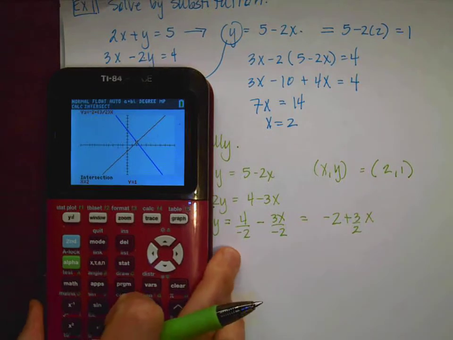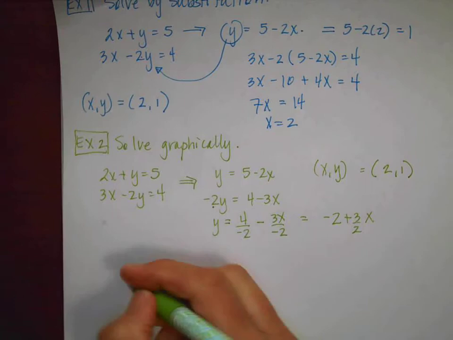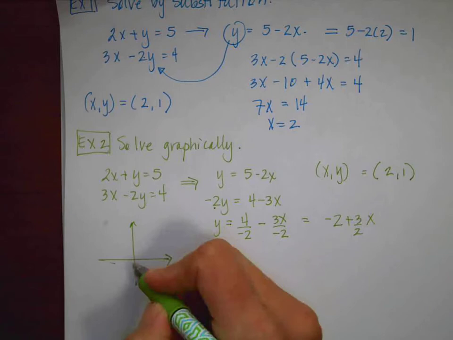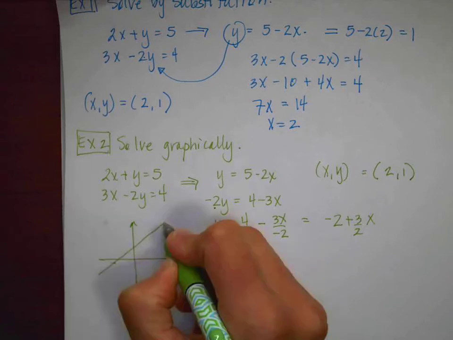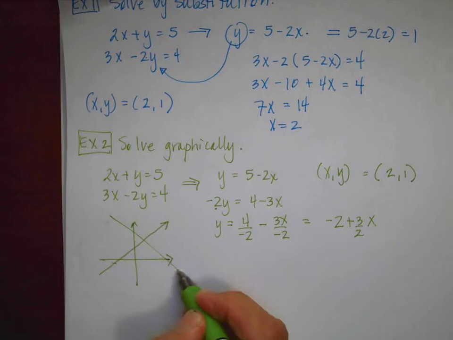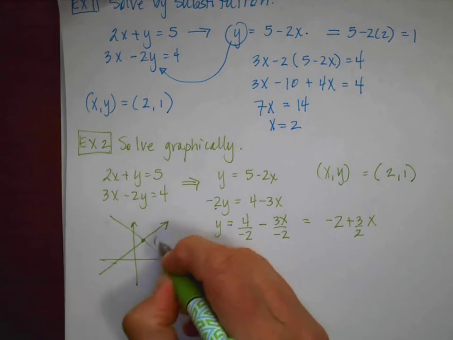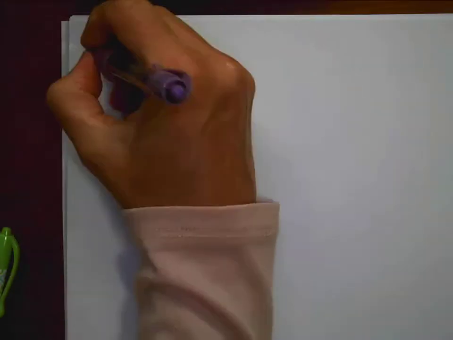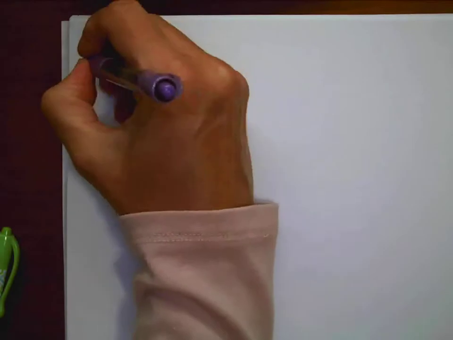But remember, if I am using my grapher, then my responsibility is to sketch my graph. I would sketch the first one, 5 minus 2x, which was this line, and then the other line and its point of intersection. It's kind of a crappy graph, but then I would label that point 2, 1. So remember, anytime you use your grapher and you solve something graphically, the expectation is that you will show your work.